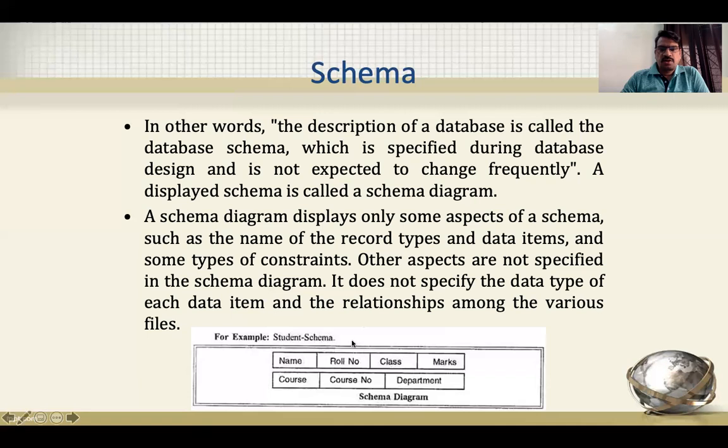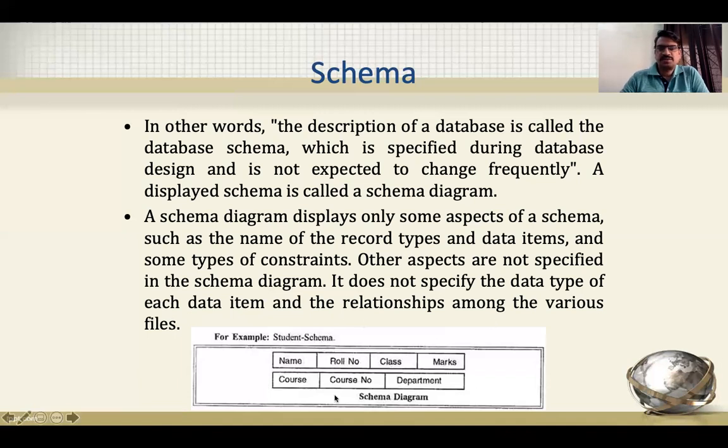So this is called a schema diagram. The schema diagram displays only some aspects of a schema, such as the name of the record type, data items, and some type of constraint. Other aspects are not specified in the schema diagram. It does not specify the data type of each data item and the relationship among the various fields.